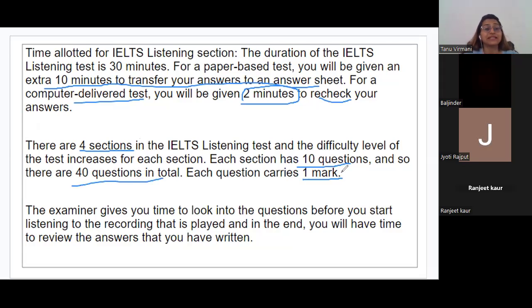Now here the examiner gives you time to look at the question before the start of your recording. Before you start listening to the recording that is played, and in the end also, they give you some time. Have you done any mock test? Have you practiced any mock test?